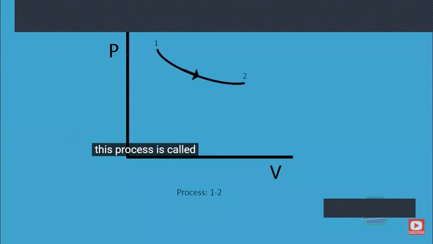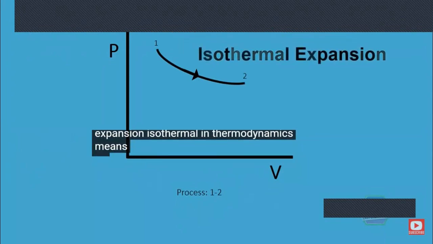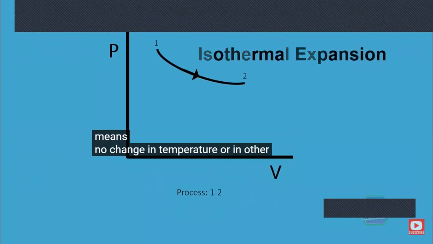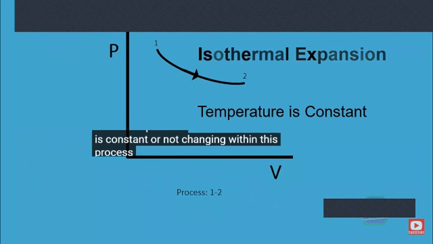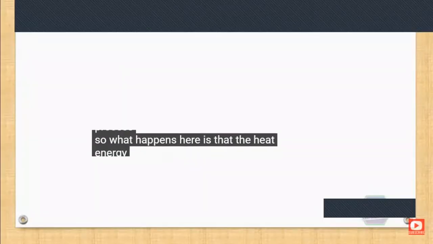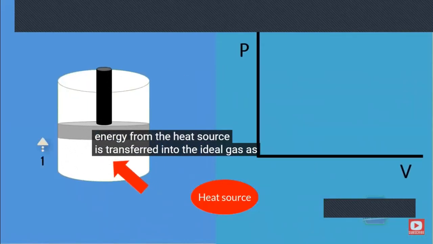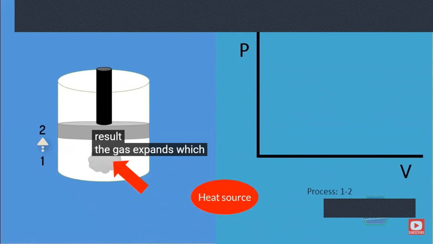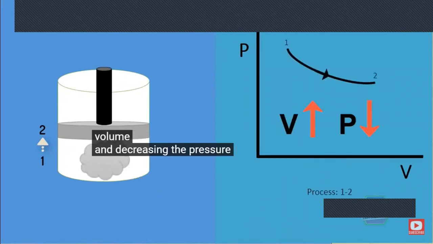This process is called isothermal expansion. Isothermal in thermodynamics means no change in temperature, or in other words, temperature is constant within this process. So what happens here is that the heat energy from the heat source is transferred into the ideal gas. As a result, the gas expands, which increases the volume and decreases the pressure.